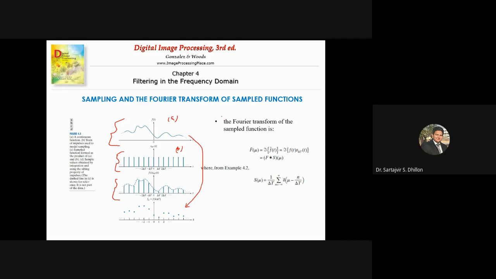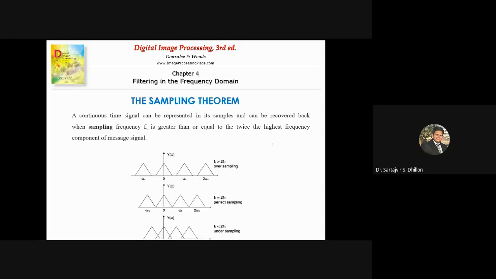The Fourier representation of the sampled function can be denoted in the form of this representation. At the end of the PPT, you will get some formulas where you can estimate the different Fourier transformation functions as well as the Fourier series functions.